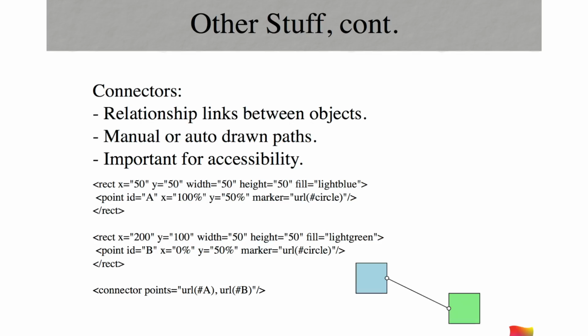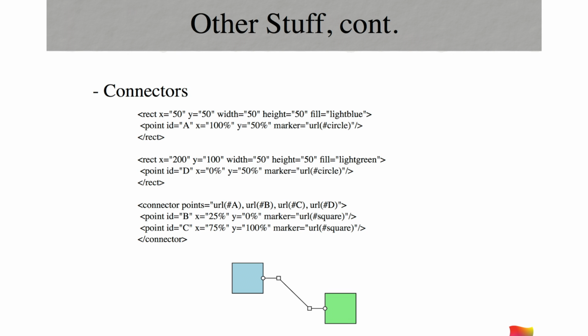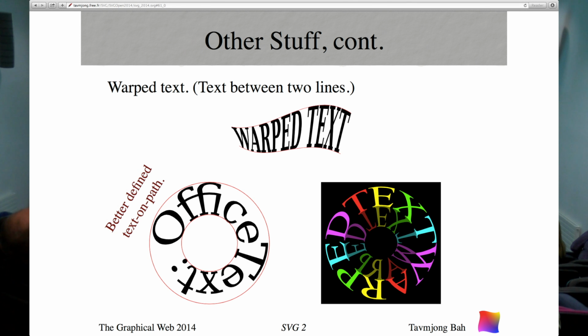Connectors. It'd be nice to have an ability to connect objects automatically. It shows relationships between objects, so there's some semantics in there. This is something that a lot of people are interested in, but will probably happen in a separate module. And there's something that I would like to see eventually, and that's warp text. You can already put text on a line in SVG, but it'd be nice to be able to control both the top and the bottom.